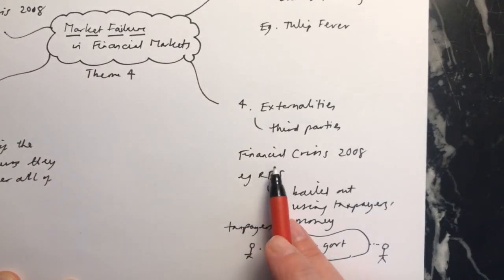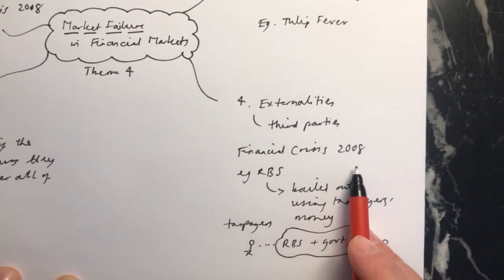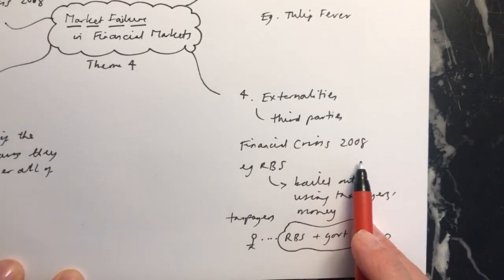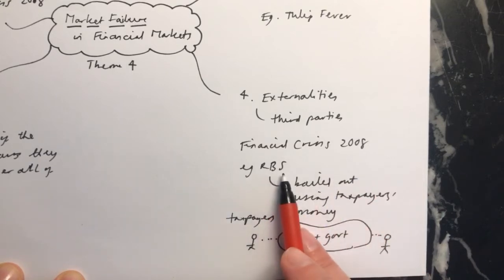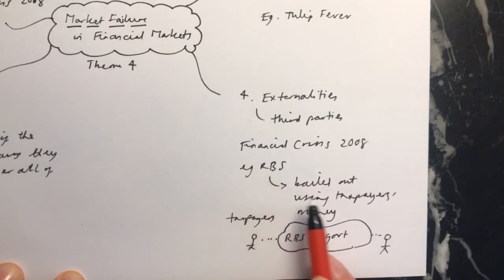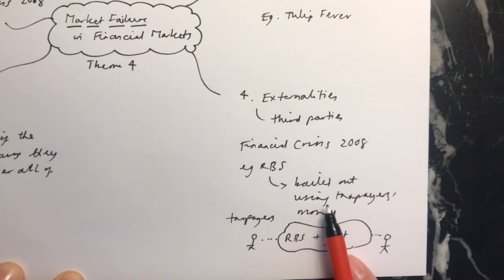An example of this is the financial crisis in 2008. Many banks in the UK were bailed out by the government due to the financial crisis and them collapsing in and around 2008. The Royal Bank of Scotland is an example of this. They were bailed out using taxpayers' money. It's the using of taxpayers' money which makes this a negative externality of the rescue of RBS.